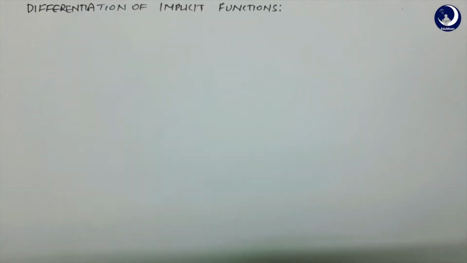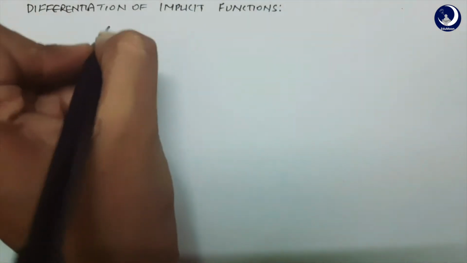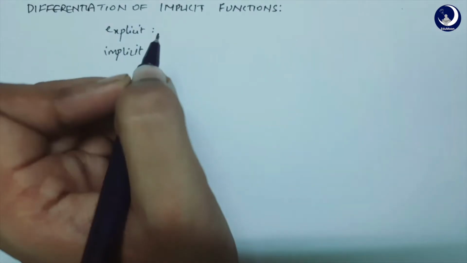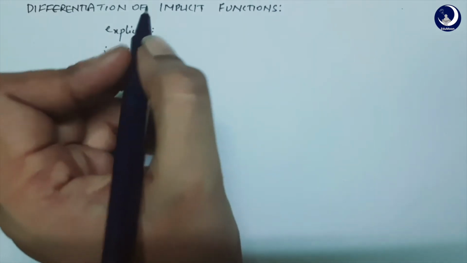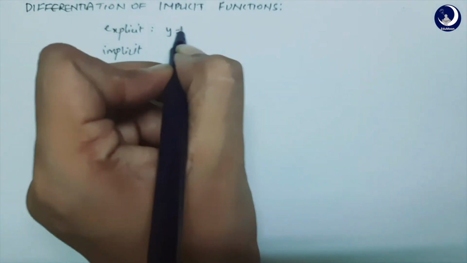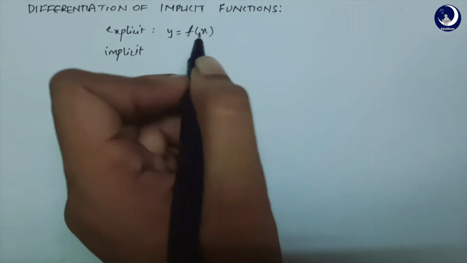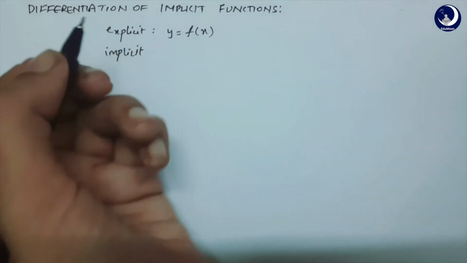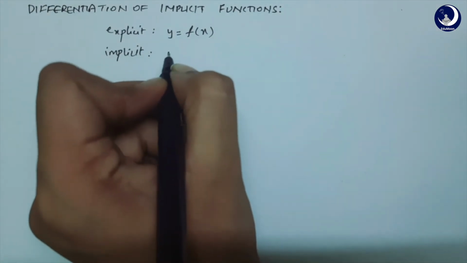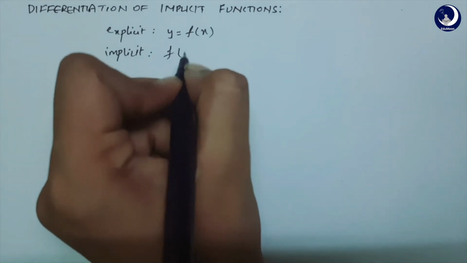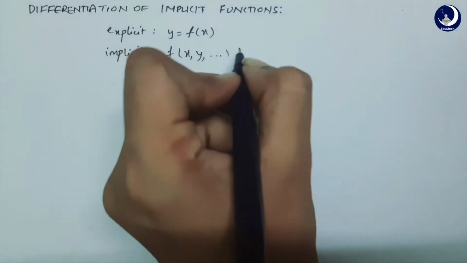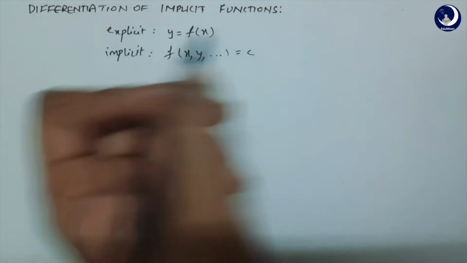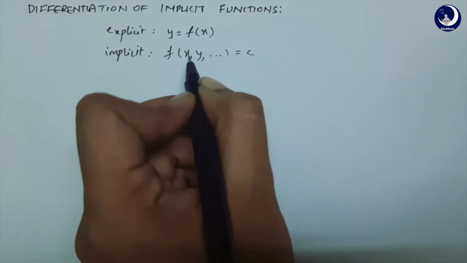Differentiation of implicit functions. So we have two kinds of functions, explicit and implicit. Now explicit functions look somewhat like this. They are given as, say, y is some function of x. This basically means that if you know the value of x, it will directly lead you to y. Whereas implicit functions are written somewhat like this: some function with variables x, y, and so on, equal to something else, maybe some constant, which means that if you know the x value, it won't directly lead you to y.